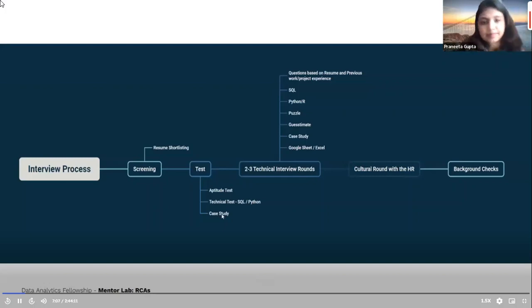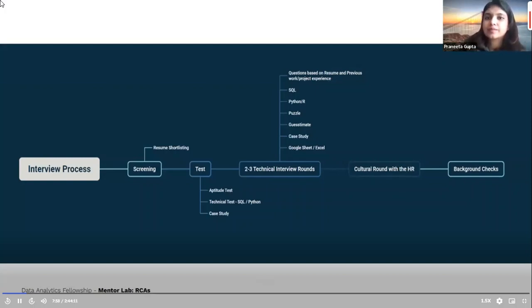Then third is the case studies. Some companies have started doing take home assignments. So they'll give you a problem statement, they'll give you a couple of hours or like 1 day, 2 days, and then you have to work on that and then present your final output to the company. So this is similar to what you did in the graduation project. It may not be as intense, right? Because there you have to do a lot of things.